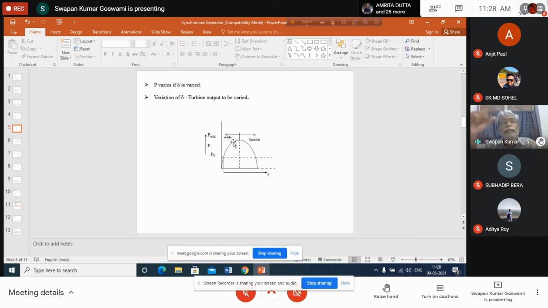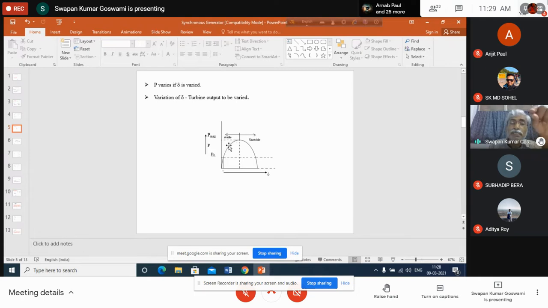So at a speed below synchronous, vector EF and vector VT will start coming closer. The distance between them will be decreasing. That means delta will be decreasing. So when delta is decreasing, output power is again tracing this line in the backward direction. Initially it was moving in this direction, now this curve will be traced in the backward direction. So output power will again decrease.